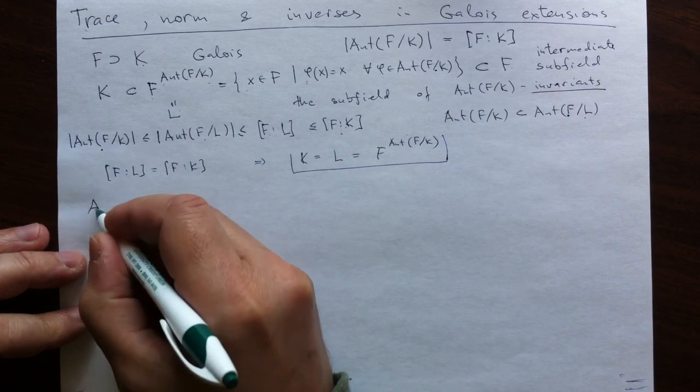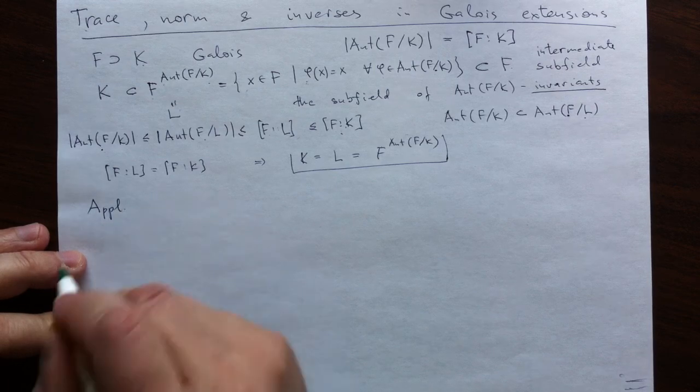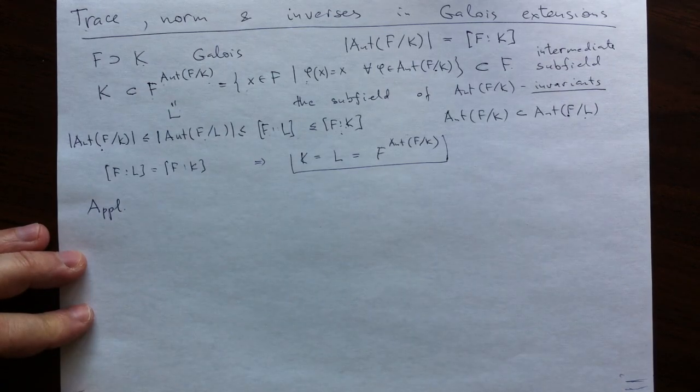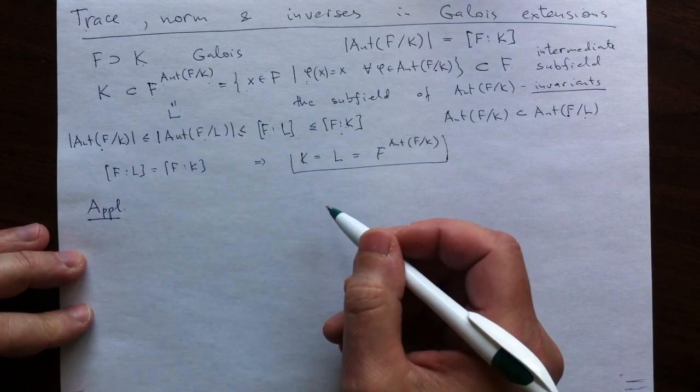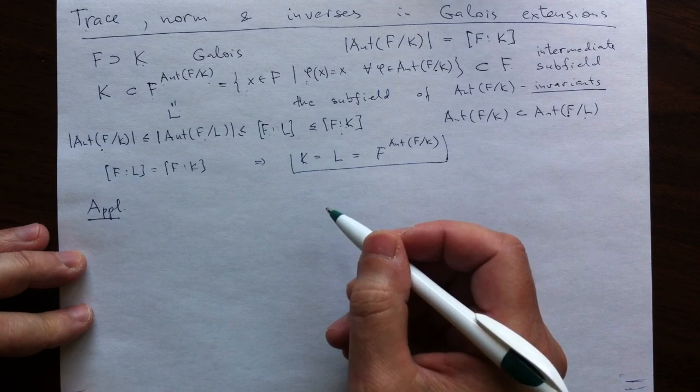Let's now put this fact into use. Let's look at some applications. So applications will be two constructions, two functions on the larger field F, which will have values in the base K. The first construction is additive.